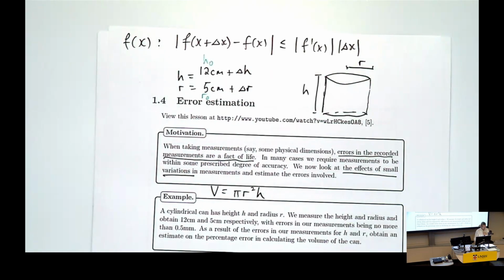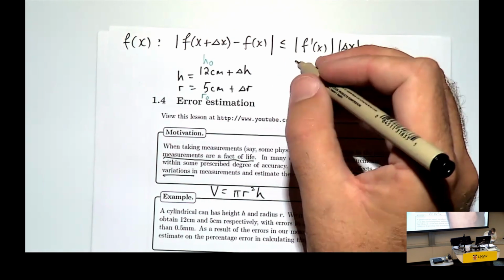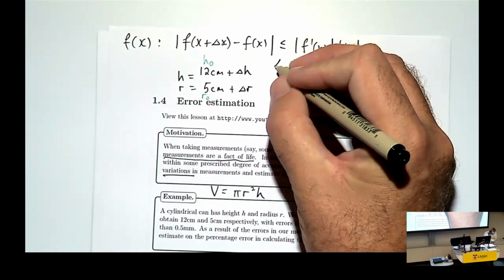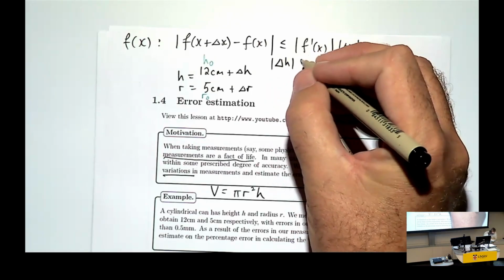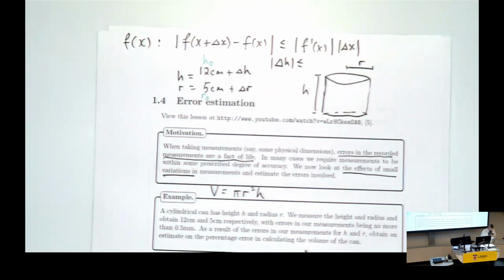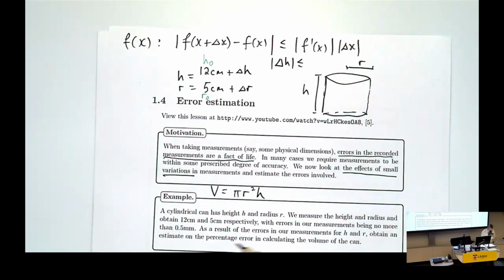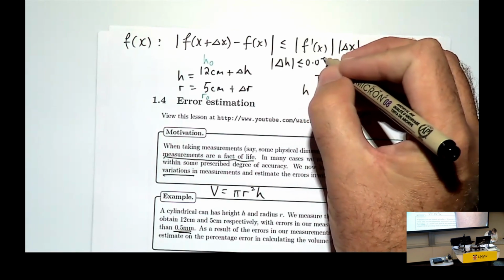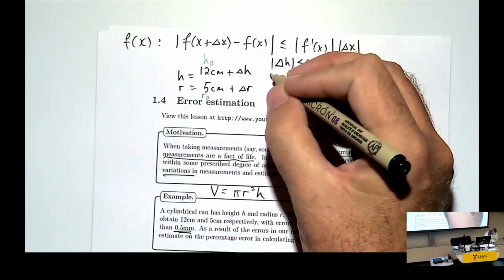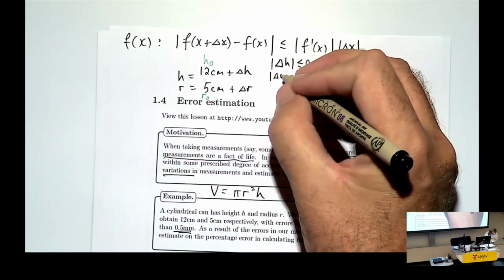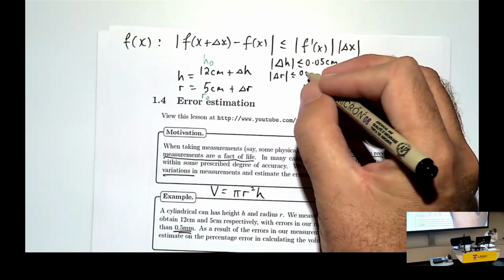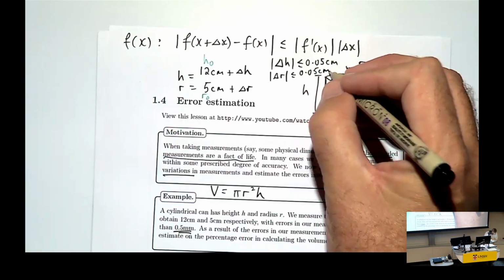r naught is going to be 5, and then our estimate is this. So what is it? It's less than 0.5 of a millimetre. I'll just put it all in centimetres.